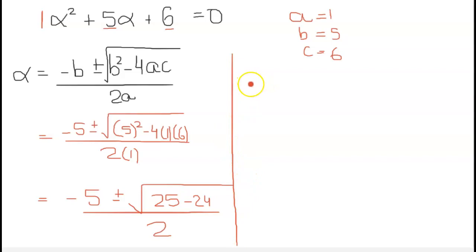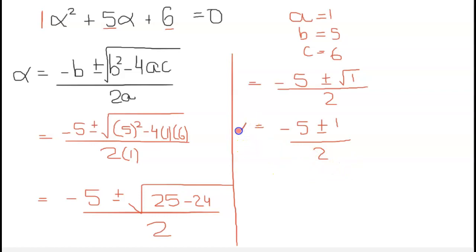When I solve this, I will get minus 5 plus minus square root of 25, 5 square is 25, minus 24, over 2. Now that will give me minus 5 plus minus square root 1 over 2. Square root 1 is just 1. Minus 5 plus minus 1 over 2. This is the value for the alpha. Now I can get two values for the alpha. So let's change the color. Let's use green. So alpha is equal to minus 5 minus 1 over 2, and alpha is also equal to minus 5 plus 1 over 2.